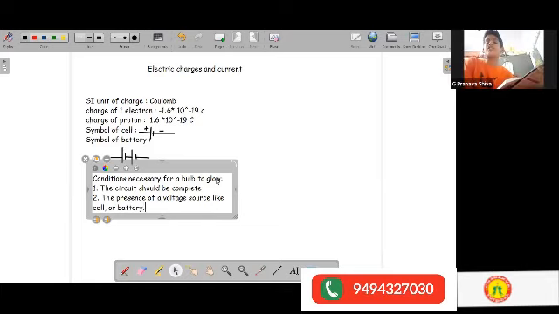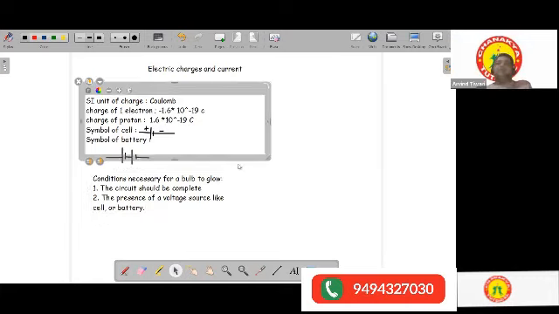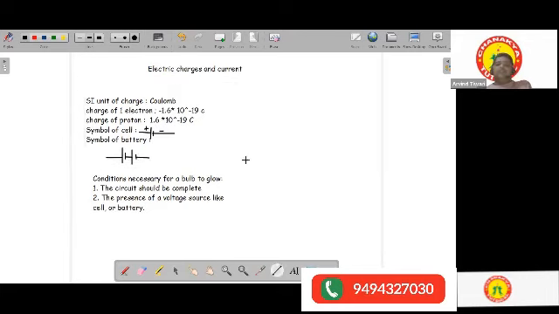The potential difference, yes. That is why we need a voltage source, like the cell or a battery. If these conditions are met, the bulb will glow. Suppose I draw a circuit like this, and even if I do not use a switch, I just use a cell and a bulb.